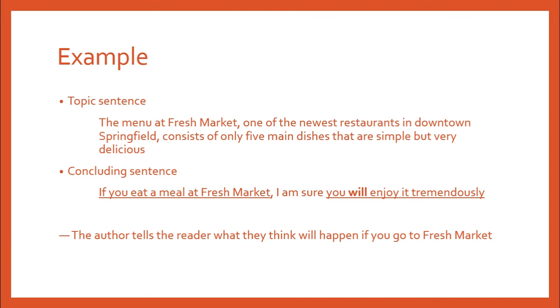Here, they use the word will and the structure that I included in the previous example. So they use if X then Y, right? If you eat at Fresh Market, then you will enjoy it tremendously. You can also see that they use the future tense with you will enjoy, which tells you that they are guessing about the future and they're telling you what they think will happen if you go to eat at Fresh Market, the restaurant that the paragraph is about.